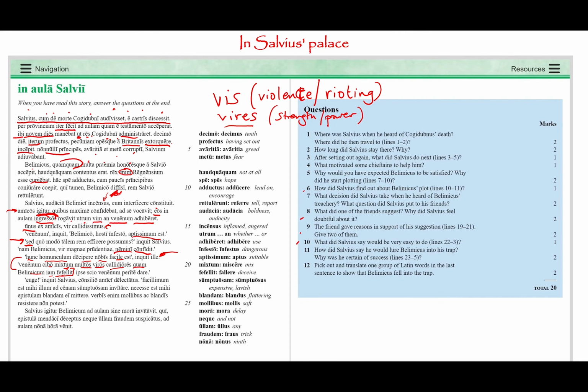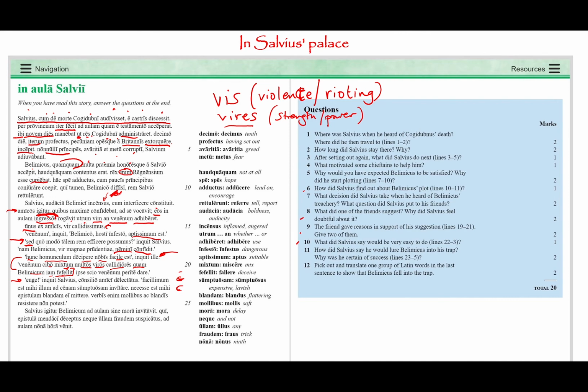Question 10. What did Salvius say would be very easy to do? Lines 22 to 23. Always good to mark these off. Lines 21, 22 and 23. There you go. This exclamation here doesn't really translate very well. Euge, great, brilliant, said Salvius, delighted by the plan of his friend.